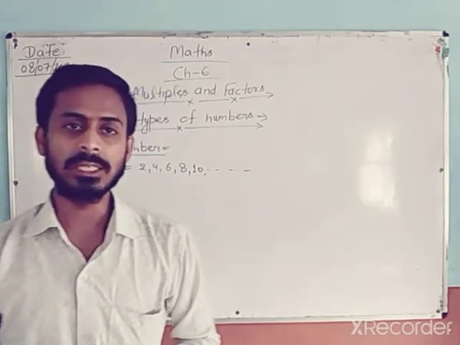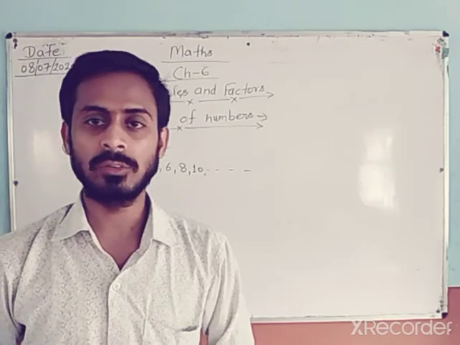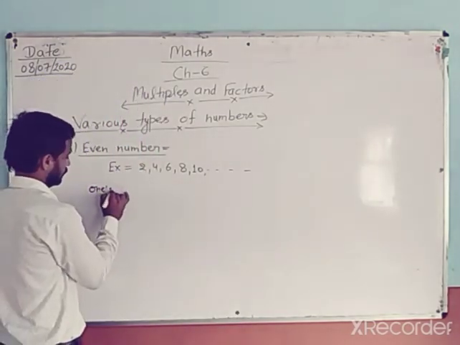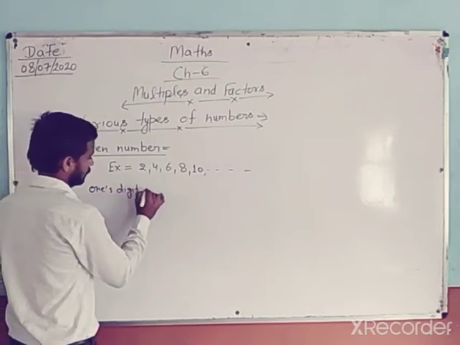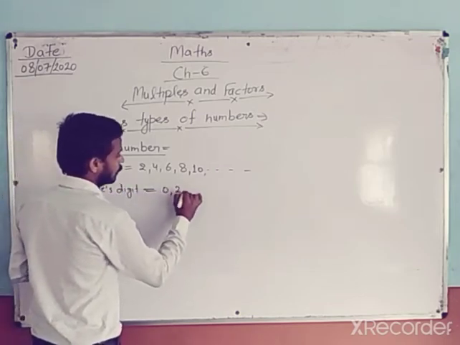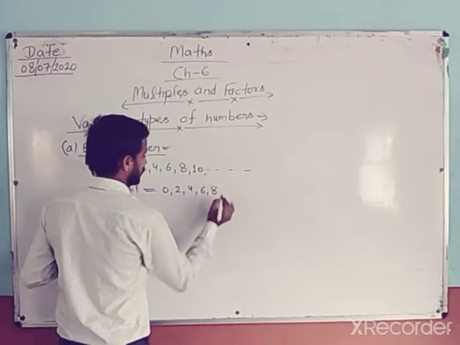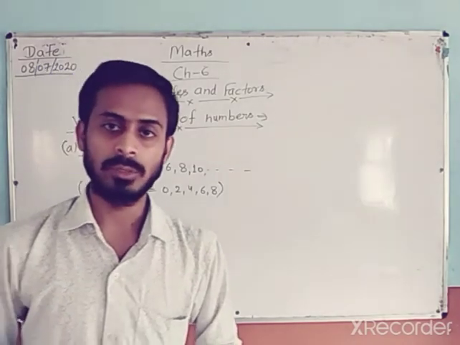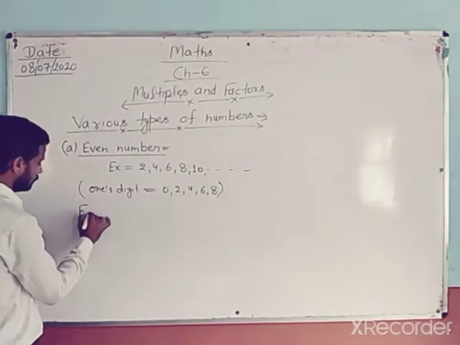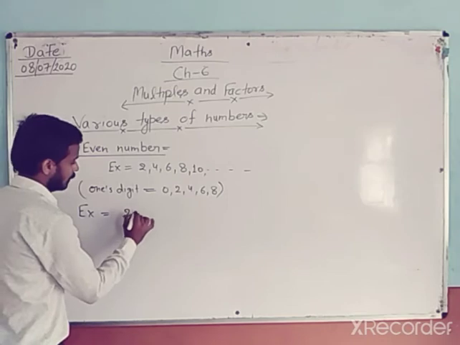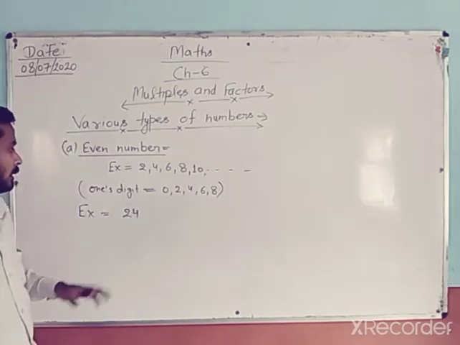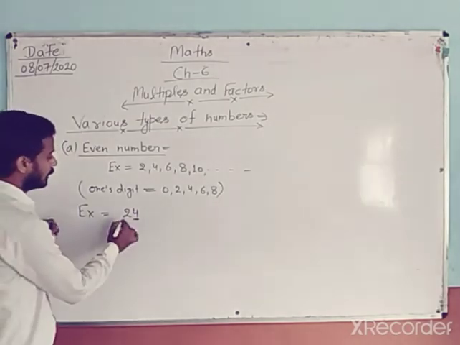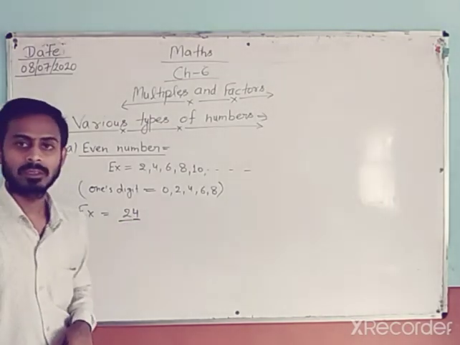Okay? Or we can say if the ones digit of a given number is 0, 2, 4, 6, 8, then the given number is even number. See the example: 24. See, ones digit is 4. That is why 24 is an even number.